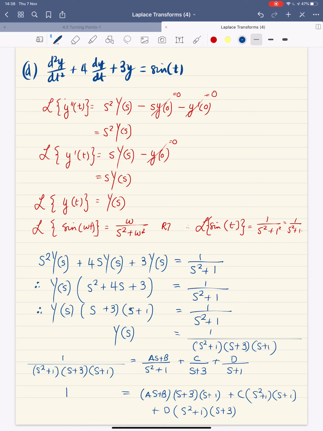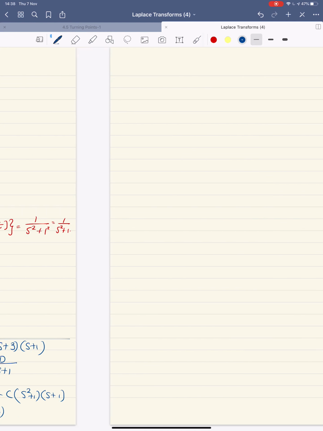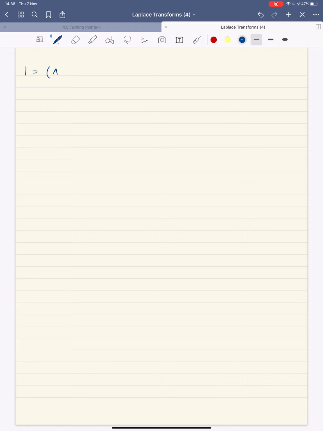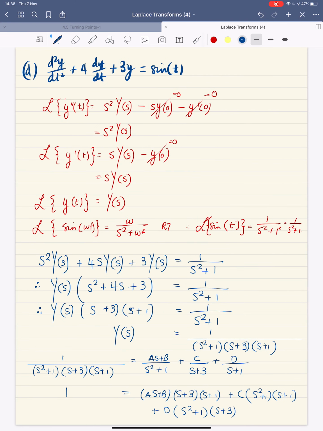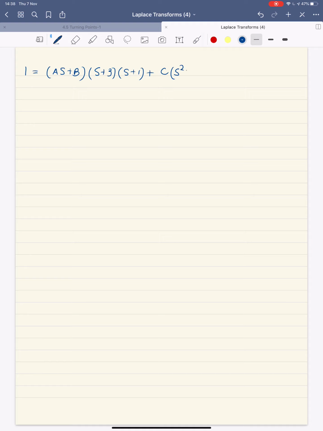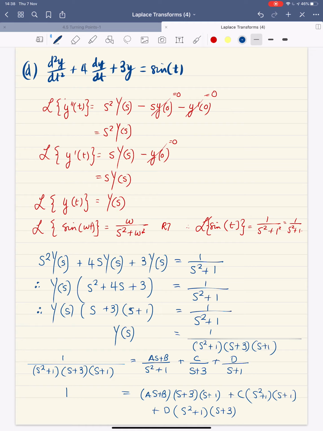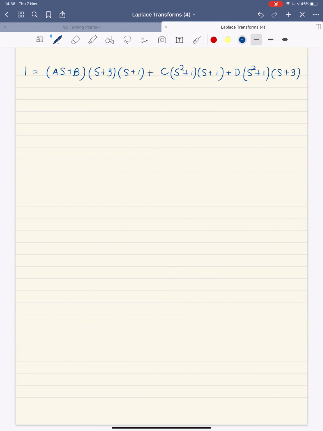Okay, so this is where I've got to turn the page. I'm going to rewrite that over this page. 1 is (As plus B)(s plus 3)(s plus 1), and then I've got C(s squared plus 1)(s plus 1). And then it's D, and that'll be (s squared plus 1)(s plus 3). So that's the last combination that we haven't got. Good. Right.